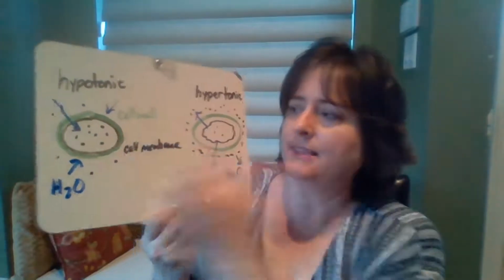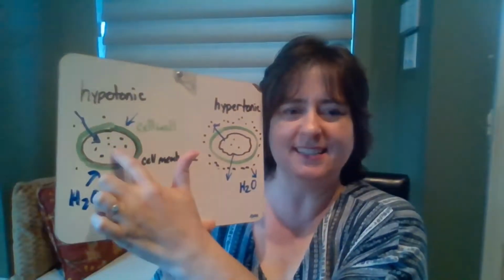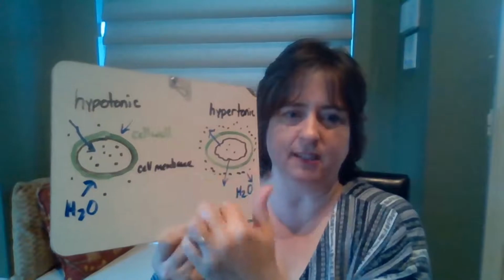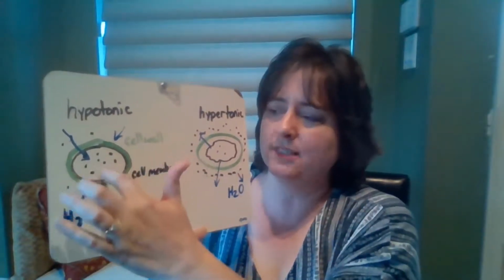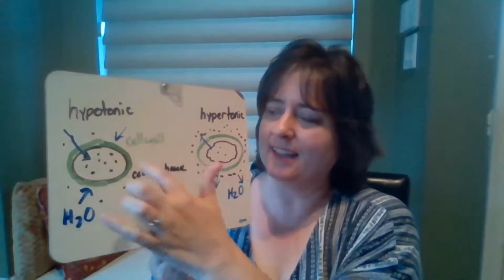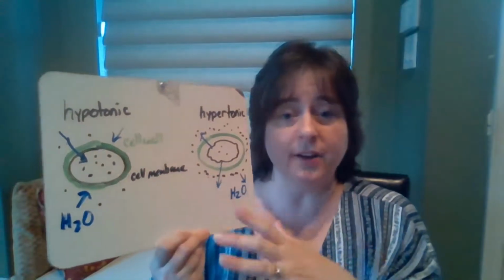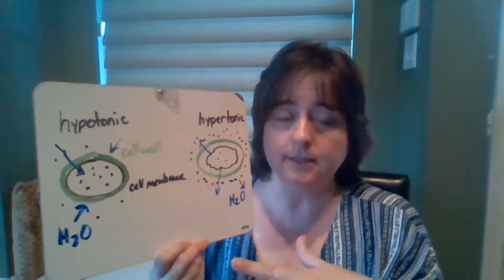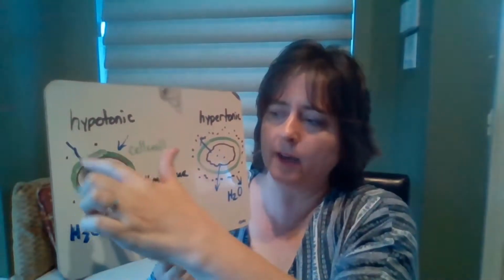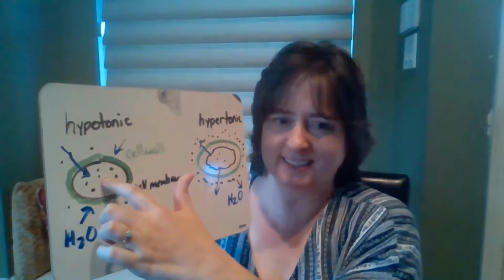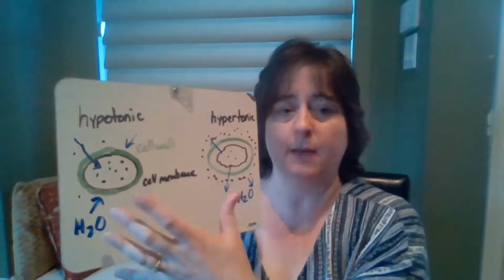Hypotonic means that there are more solutes inside of a cell than outside of a cell. So the environment is hypotonic to the cell, more solutes inside than outside. Water is something that can easily pass through membranes. So when there's more solutes inside, what ends up happening is the water ends up rushing inside of the cell to bind to the solutes, and that's just what happens.